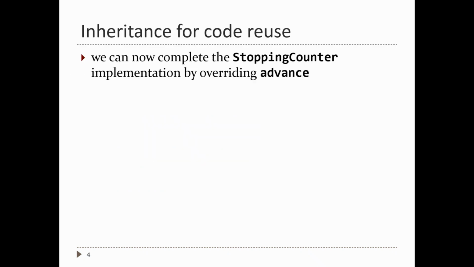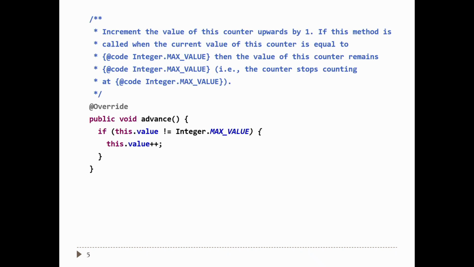Okay, so we can now finally finish implementing stopping counter. We have to change how advance works, because advance in the counter class wraps around to 0. We want to stop at integer max value, so now we override advance. It's easy to override advance. If the value is not integer max value, go ahead and add 1. If it is integer max value, do nothing, and the counter doesn't go anywhere. And you're finally done. So you've completed the implementation of your stopping counter class.